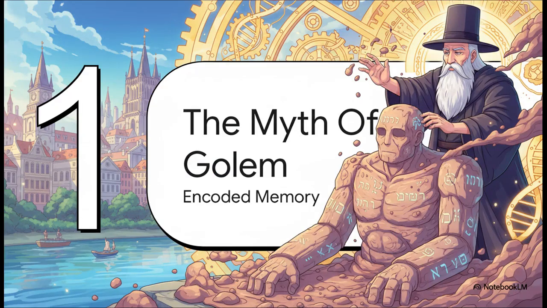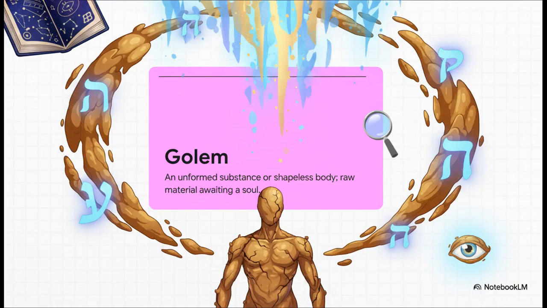All right, starting off with the myth of the golem. And I want to emphasize right up front, we're looking at this as encoded memory, not just mythology. The classic legend centers on an automaton, a figure formed entirely from river clay by Rabbi Judah Loew to protect his community in Prague. But let's look at the actual word golem.